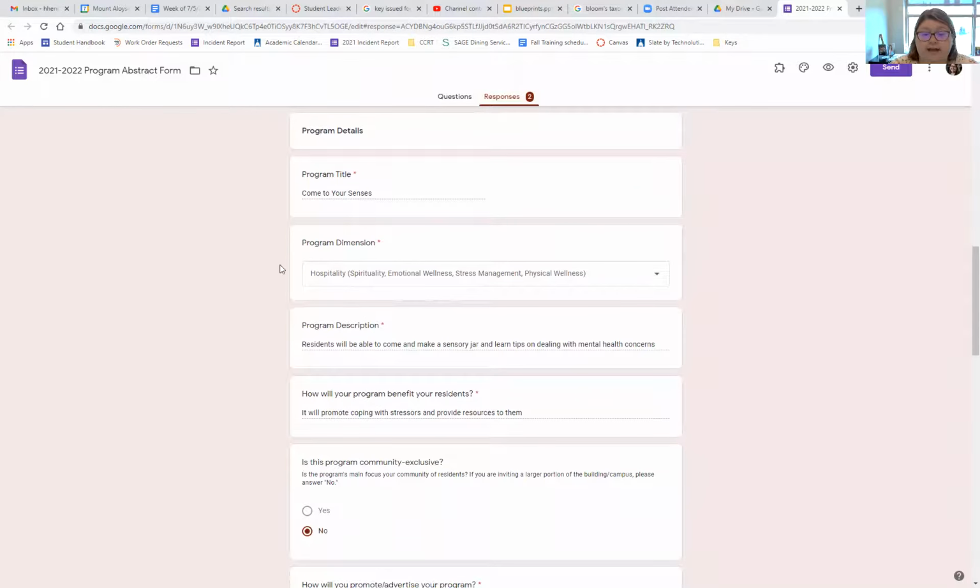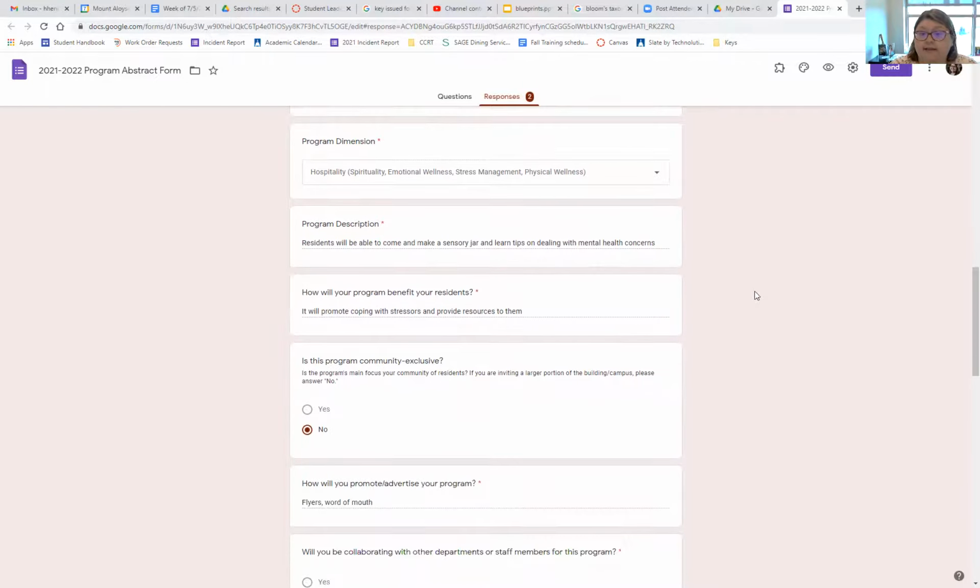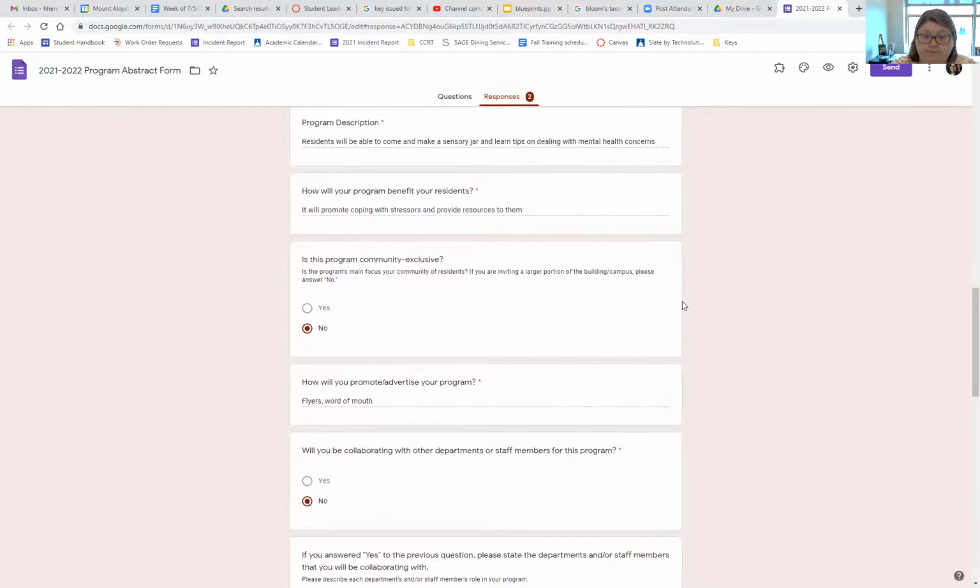And for this program, Come to Your Senses, I had chosen hospitality as my program dimension. For program description, I said that residents will be able to come and make a sensory jar and learn tips on dealing with mental health concerns. And I said that that would benefit residents because it will promote coping with stressors and provide a resource to them.